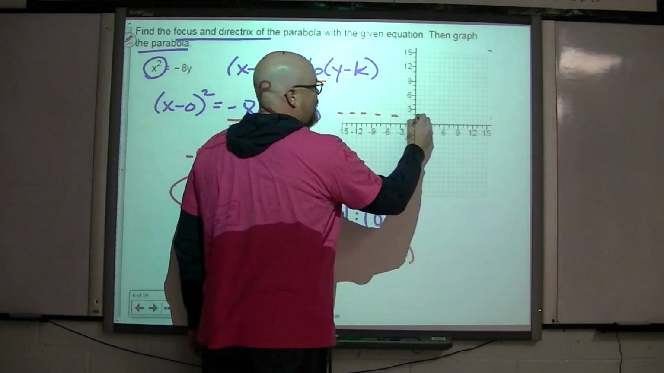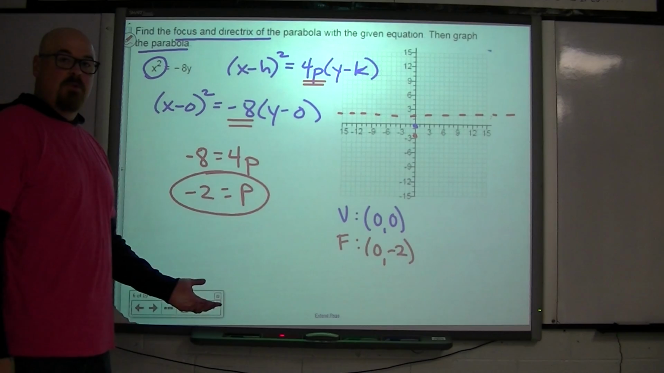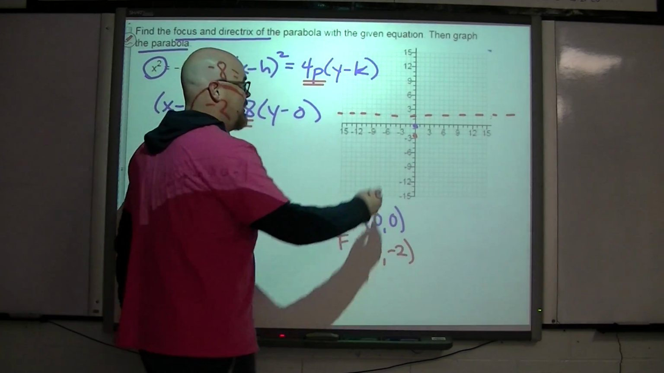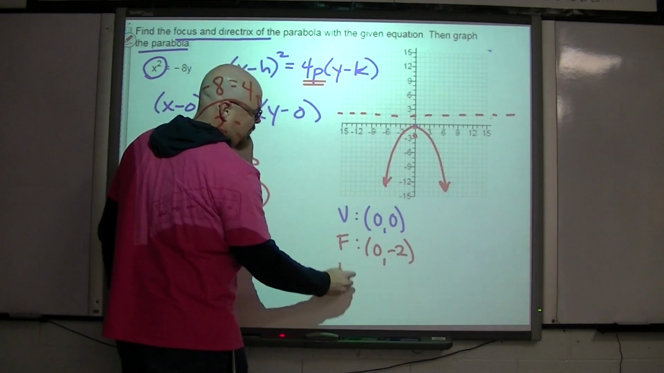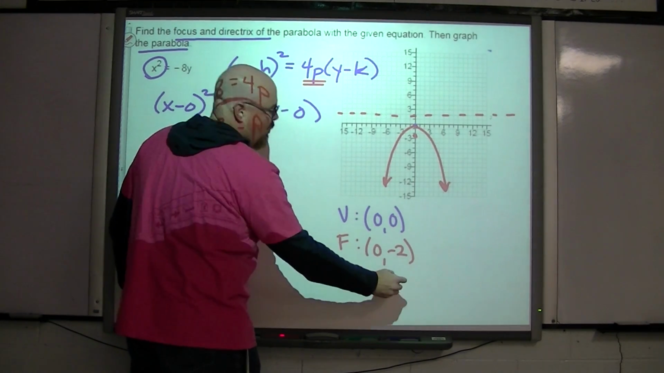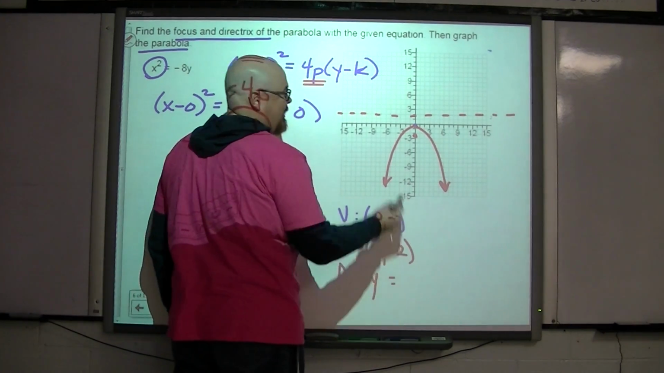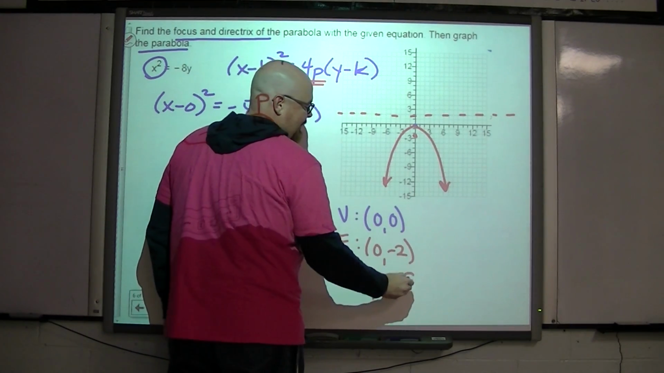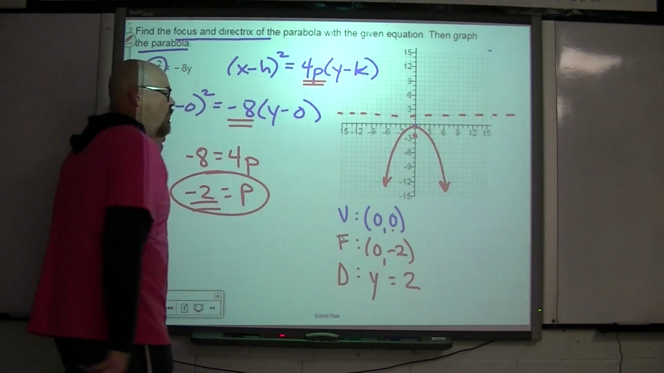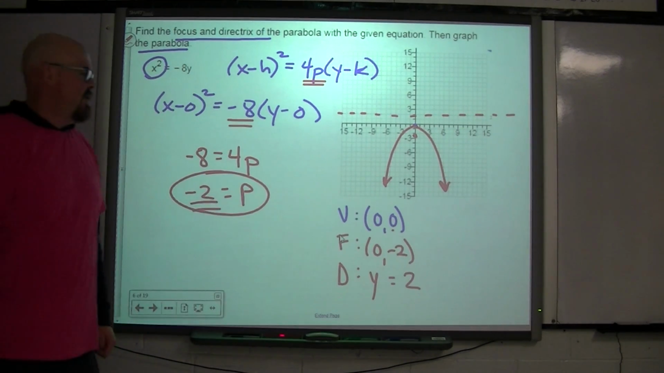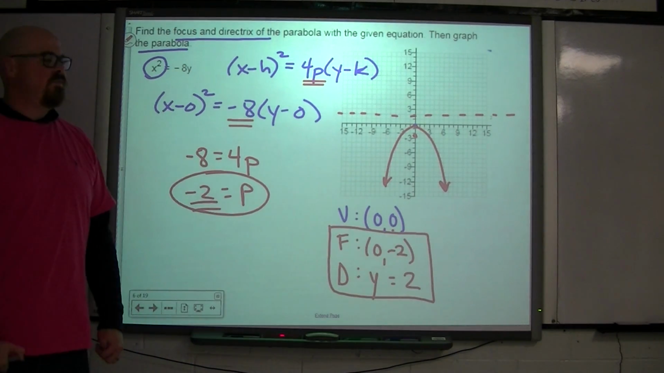So we'll write our horizontal line there, right? It has to be a horizontal line because our parabola is opening down like this. Okay, so the directrix would be, since it's a horizontal line, it would be of the format y equals. And what is it? It's y equals +2. 2 units above the y value of the vertex. So we have the focus and the directrix here. Okay?